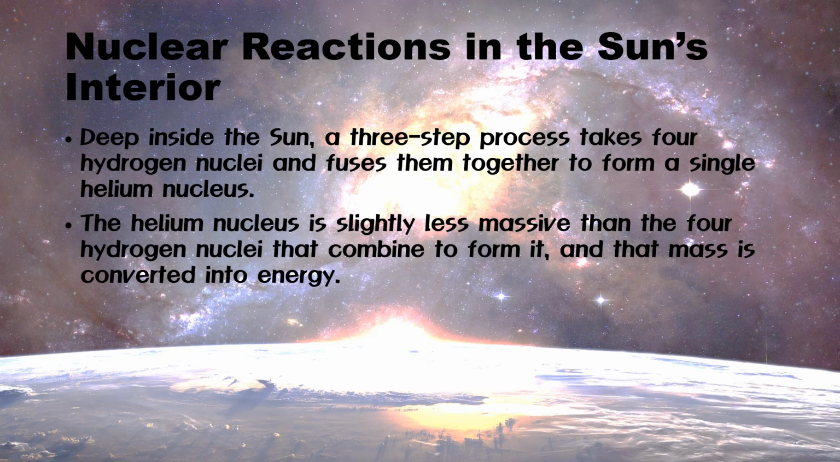The helium nucleus, first off, is slightly less massive than the 4 hydrogen nuclei that combine to form it, and that mass is converted to energy. Again, some of these things are going to make sense as we move through here, why we need 4 hydrogen in order to form 1 helium.